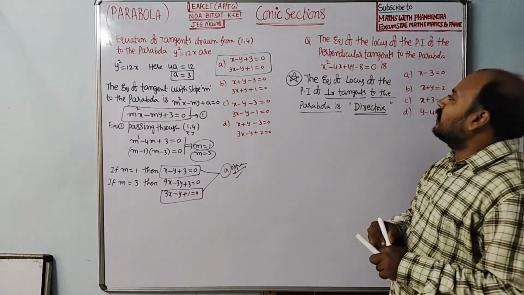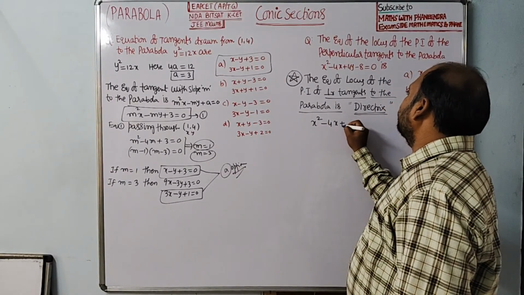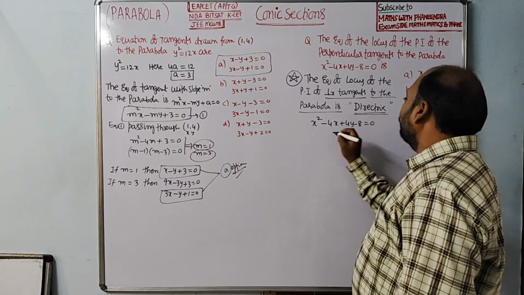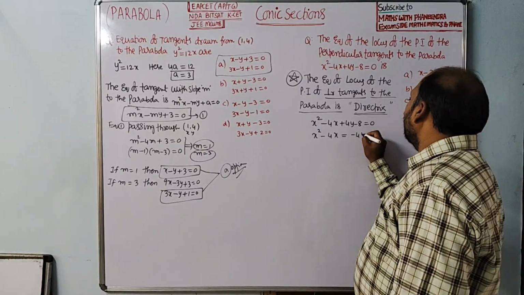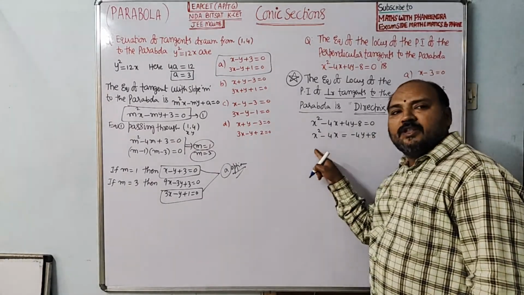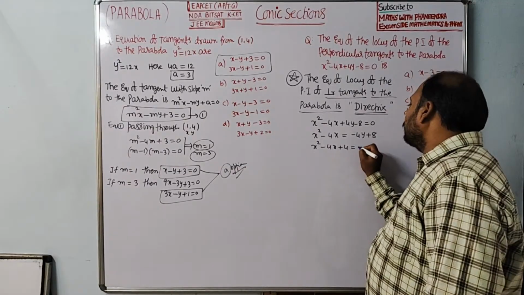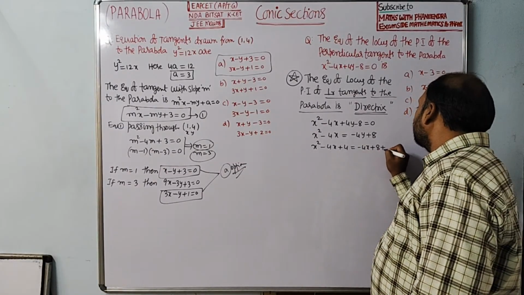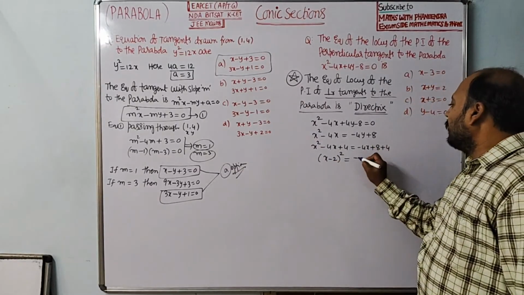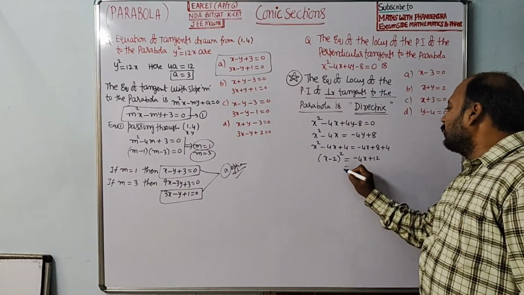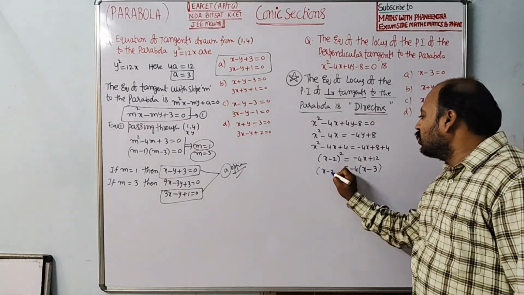First we need to reduce it into the simplest form. So simplest form means general form: x square minus 4x plus 4y minus 8 equal to 0. x square minus 4x equal to minus 4y plus 8. To make the perfect square, we are adding 4 on both sides. So x square minus 4x plus 4, (x minus 2) whole square is equal to minus 4y plus 12, minus 4 take common, (y minus 3). Am I right?